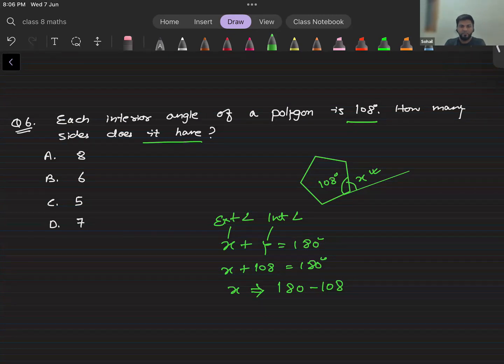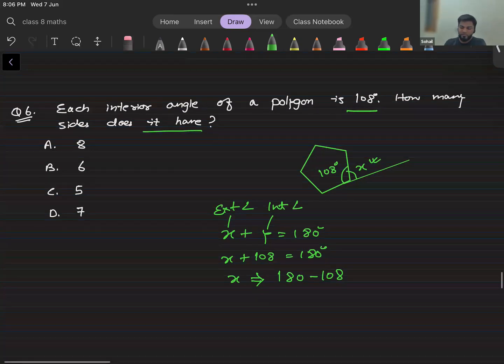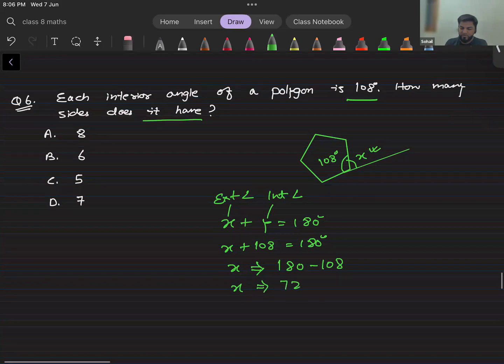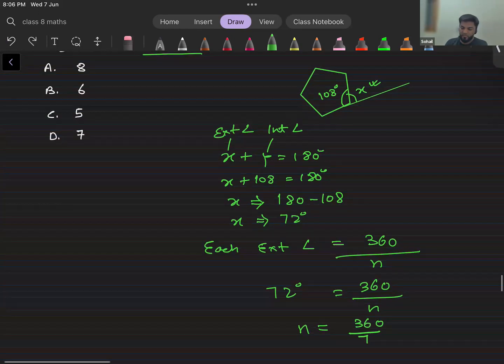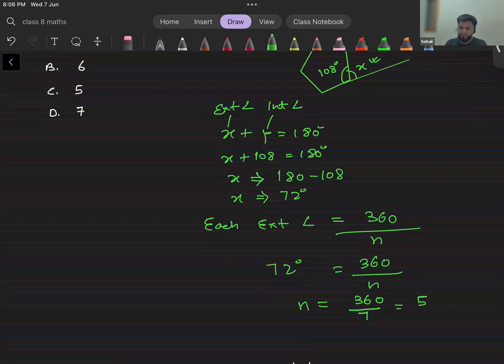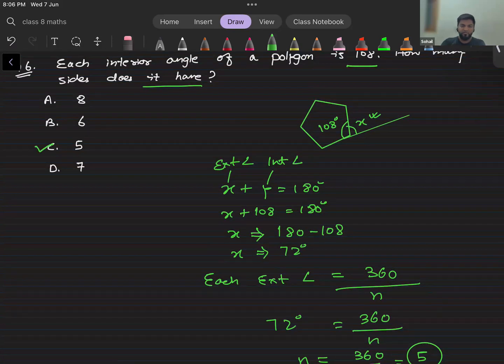Yeah, 5. Good. It is 5. So x we found out to be 72-degree, and using the above formula, each exterior angle equals 360 upon number of sides, that is n. Here we know it is 72-degree, so we can write it like this: n equals 360 upon 72. That gives me 5 here. Right, guys? So 5 is the required answer, hence option C is the correct one.